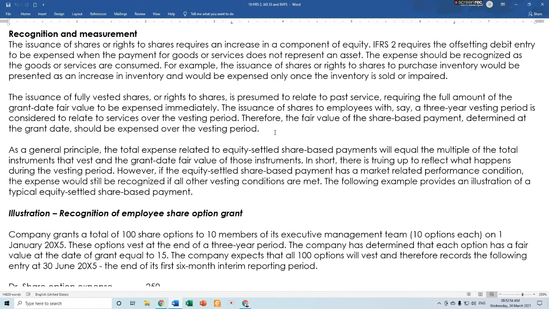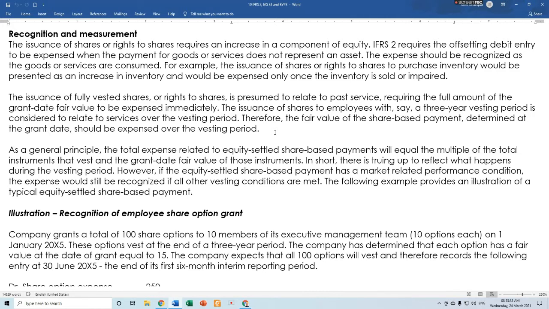Kaya usually, kung makikita mo sa mga examples, kapag yan ay pertaining to share-based payment transactions relating to services of employees, ang debit dyan is compensation expense. Okay? So, yun. The expense should be recognized as the goods or services are consumed. For example, the issuance of shares or rights to shares to purchase inventory would be presented as an increase in inventory and would be expense only once the inventory is sold or impaired. So basically, normal transaction na yun. Ang pinaka-concern lang naman natin dito is yung recognition ng amount ng share-based payment.